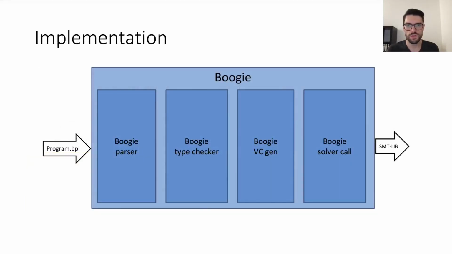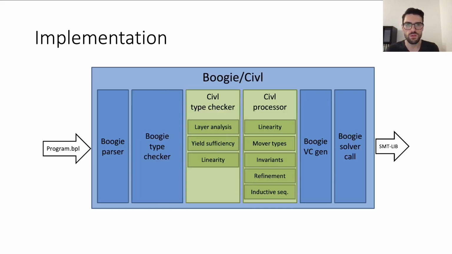Civl is implemented as an extension of the Boogie verifier for sequential programs. The regular Boogie pipeline consists of a parser, a type checker, a VC generator that translates sequential procedures to logical formulas, and a module that interacts with the SMT solver. Now Civl adds two additional phases to this pipeline. The first one, the Civl type checker, is concerned with static analyses and a number of control and data flow analyses. For example, it checks that the layer annotations provided by the user constitute a well-formed layered program.